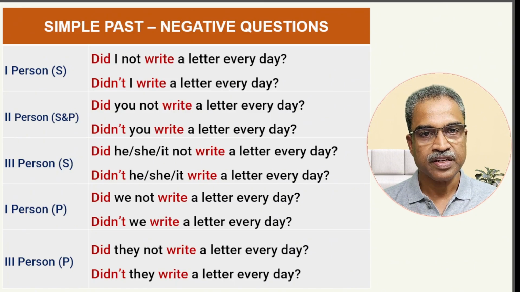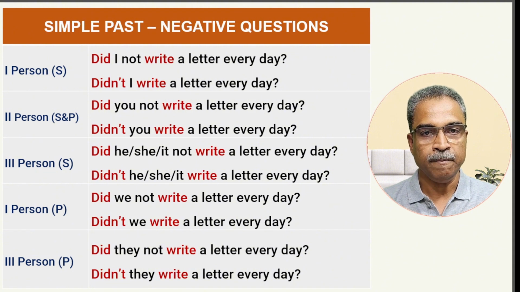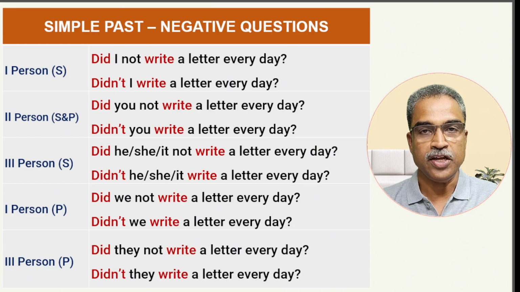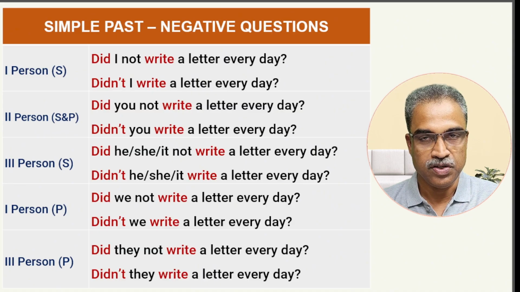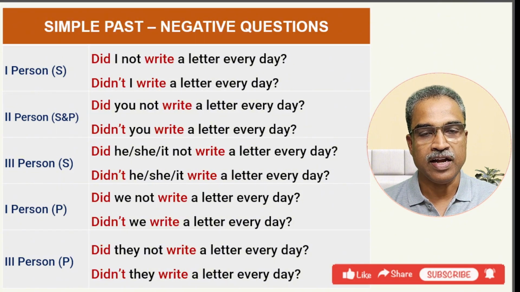Didn't she tell you? Didn't she sing beautifully yesterday? Yes, sir. She sang beautifully. Or else, no, sir. She did not sing beautifully. So just keep asking these questions and then keep answering here. If I ask you, did I tell you? Yes, sir. I told you. Didn't I tell you? No, sir. You didn't, or else you did not tell me. Just keep on practicing this one, and then you will understand this.